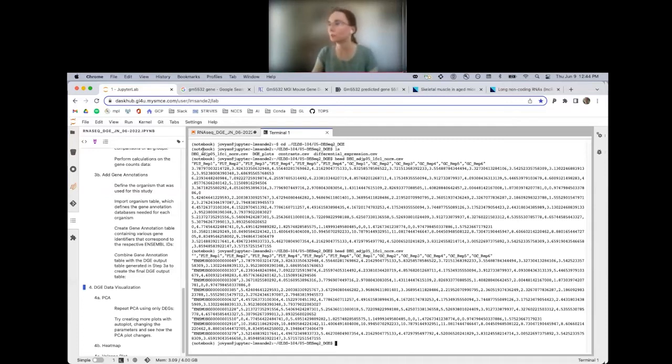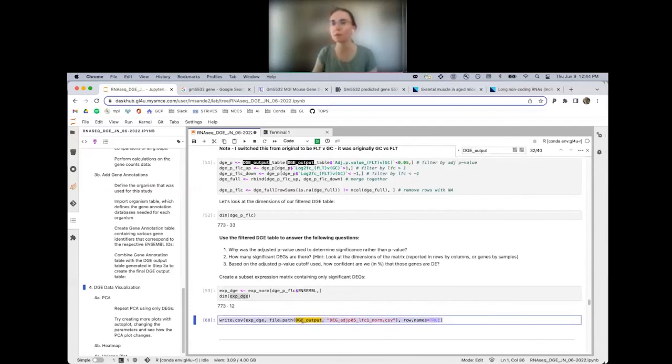Okay, so here's the code that we just put together to write out those differentially expressed genes as a matrix. Any questions about this? Was any of this not clear?